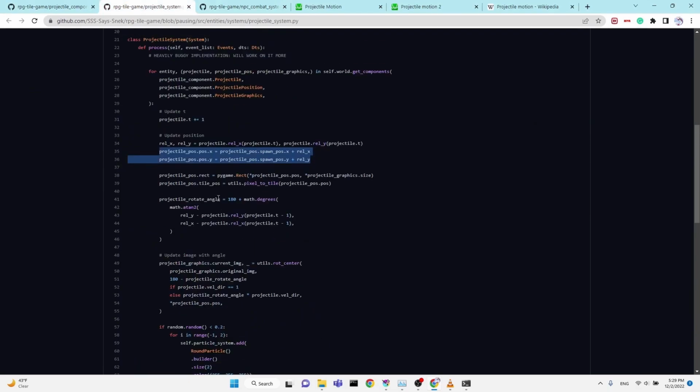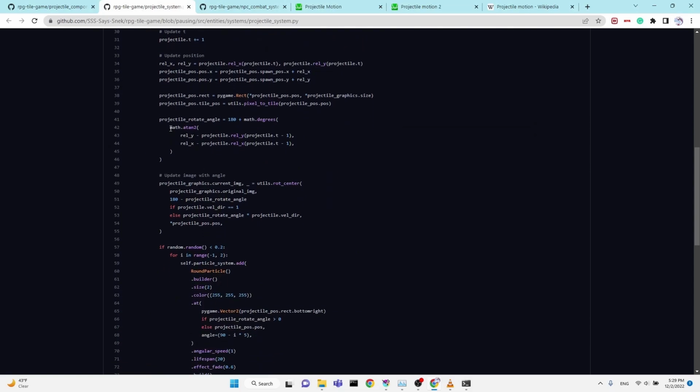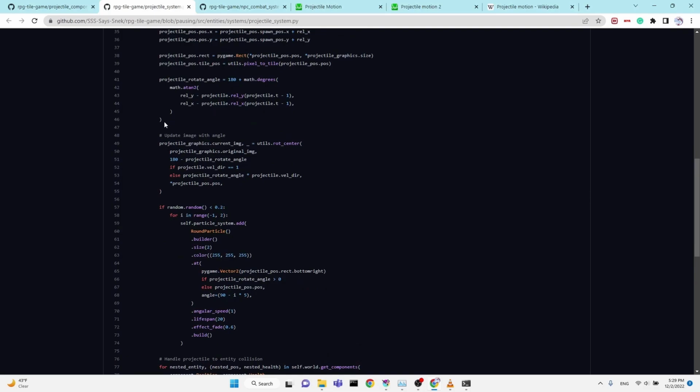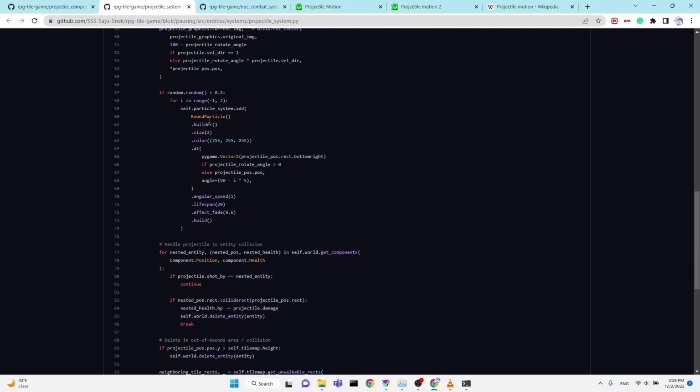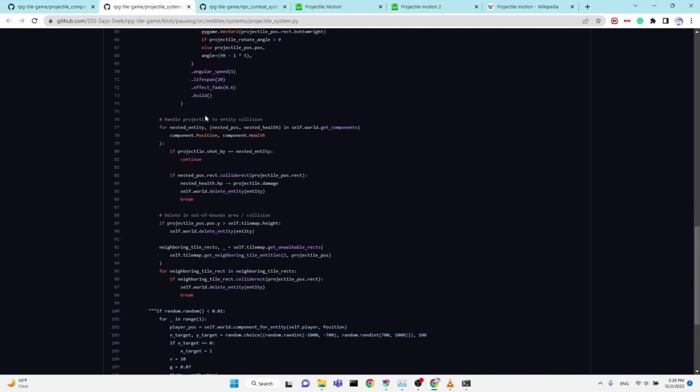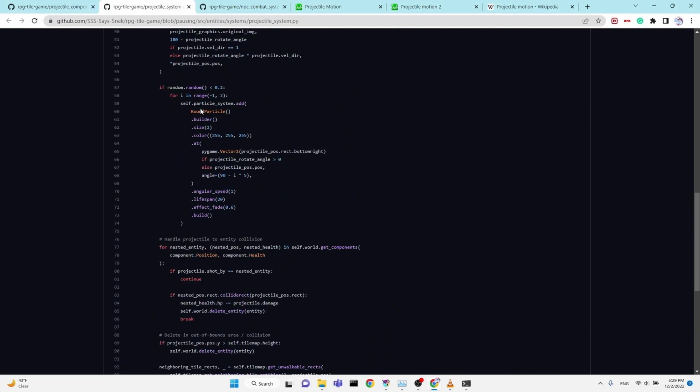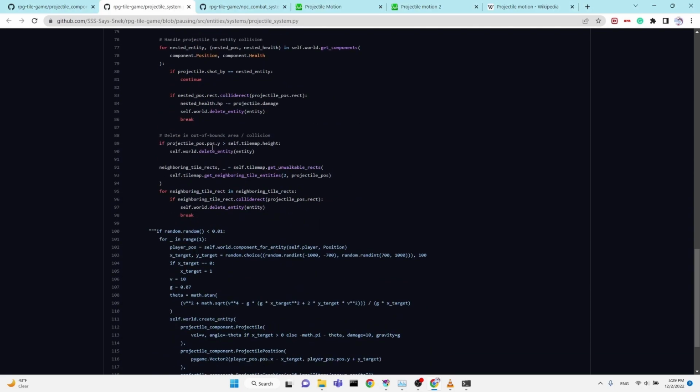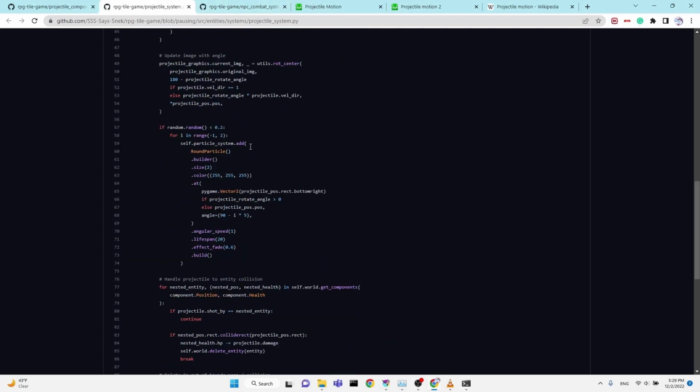Back in the projectile system, this basically calculates how much we're going to rotate the graphics by so that it actually looks cohesive and stuff like that. And that's basically all there is to the projectile system. Of course, there's some particle spawning, some damage, some projectile deleters. But anyway, that's basically it for the projectile system. Okay.